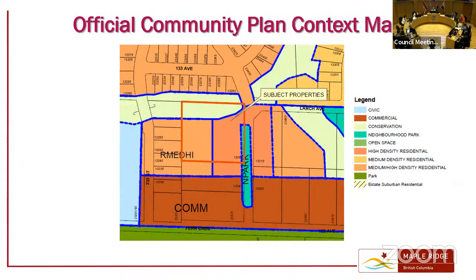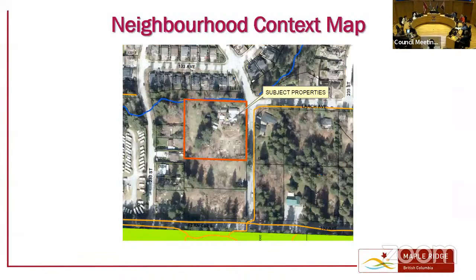The official community plan context is shown on the screen. The northern portion is currently designated conservation. The western portion is currently designated medium density residential, and the eastern portion is mostly designated medium high density residential with a little bit of neighborhood park. This is a neighborhood context map. To the north, there's Balsam Creek, single detached residential across Balsam Creek. To the west and to the east, there's single detached residential. And to the south is vacant land with an in-stream development application.